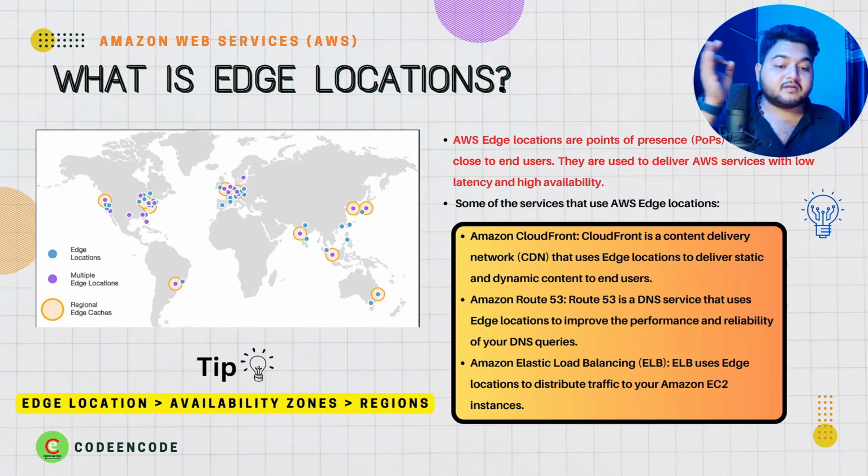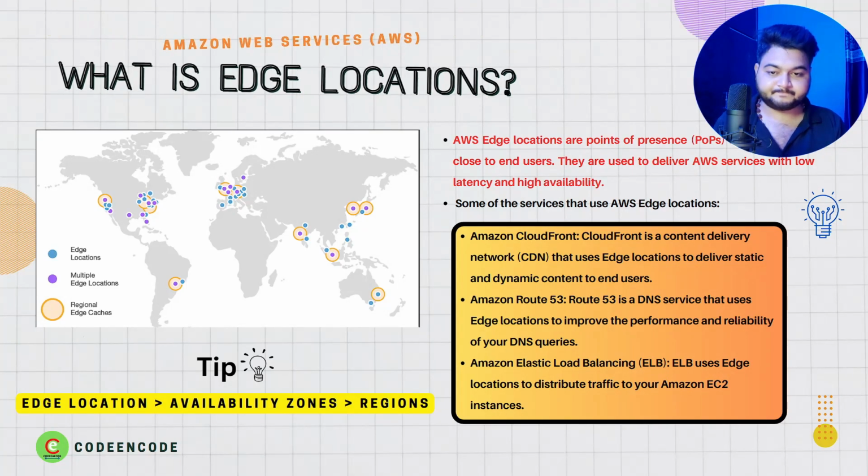Now there are services which use the AWS edge locations, like Amazon CloudFront, which is a content delivery network, right? That uses edge locations to deliver static and dynamic content to end users. Then we have Route 53, which is a DNS service again, right? Then we have Elastic Load Balancing, ELB, which is used to distribute the load amongst the different compute machines that you have created. We have discussed it again in the earlier lectures, right?